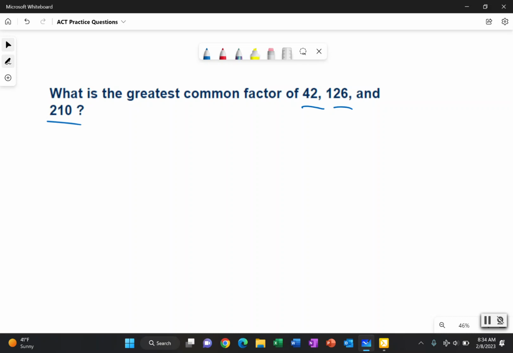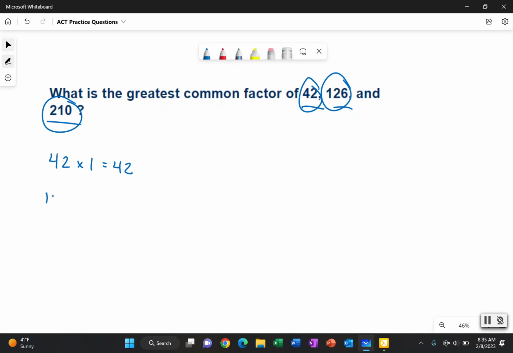Now when we're given big numbers like this, I always like to do this test method where I take the smallest number, so in this case 42, and I see can 42 go into 126 and 210? Because 42 I know is a factor of itself because I can do 42 times 1, and that's going to get me 42. So how many times can 42 go into 126?